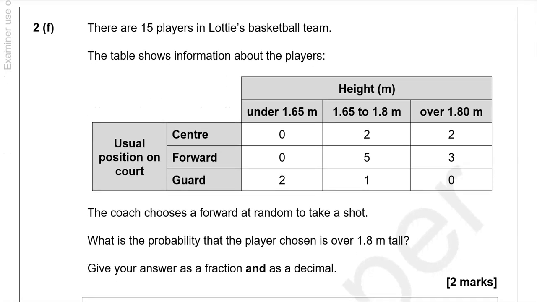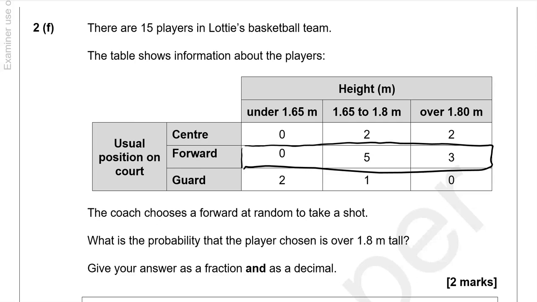There are 15 players in Lotto's basketball team. The table shows information about the players. The coach chooses a forward at random to take a shot. What's the probability that the player chosen is over 1.8 meters tall? Give your answer as a fraction and as a decimal. So we're focusing on forward, this row here.